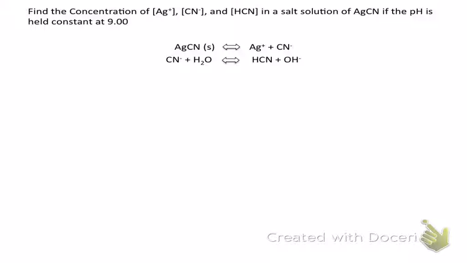I want you to find in this problem the concentration of silver ion, cyanide ion, and hydrogen cyanide in a salt solution that contains the silver cyanide, and the pH in this particular case is held constant at a pH of 9.00. So let's set it up.